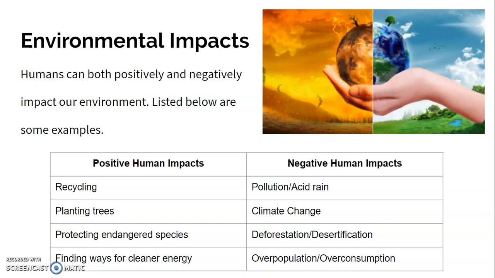But the more good that we do, it seems like the more harm that we do too. We pollute, which causes acid rain. We are causing the climate to change by all the things that we're doing. We're cutting down trees, which is deforestation, and desertification. I have a hard time saying that word. We overpopulate and we overconsume the resources that are available to us. So we have to be careful and do the best that we can for our planet.